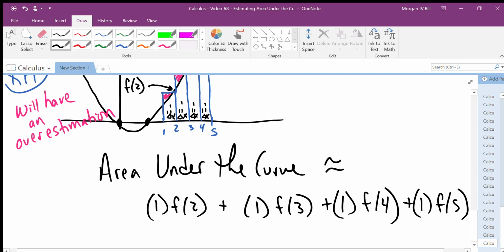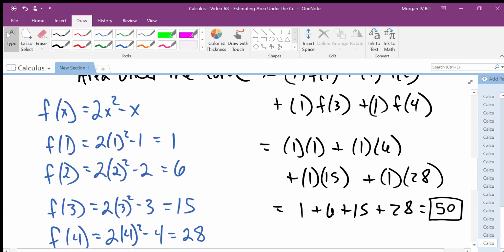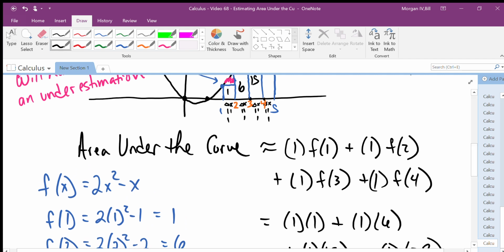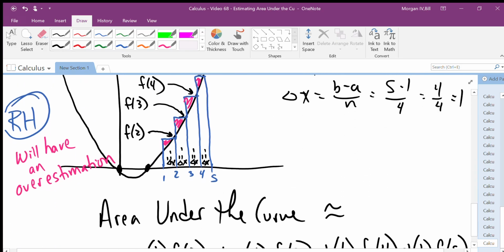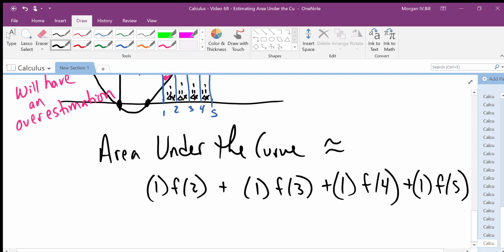What you'll notice is the two calculations are very similar. Go back up to the left-hand rule. It was 1 times f of 1 plus 1 times f of 2 plus 1 times f of 3 plus 1 times f of 4. The right-hand side, you don't have the first 1 times f of 1. In its place, you have at the right-hand side a 1 times f of 5. Right? There is no 1 times f of 1, and instead there's a 1 times f of 5, but the f of 2, f of 3, f of 4 are still there.